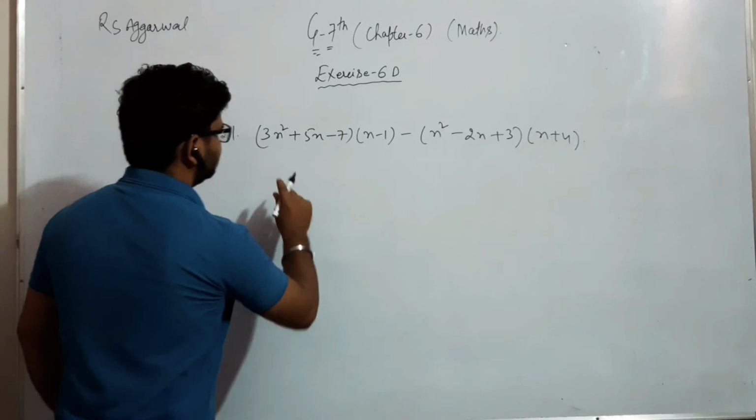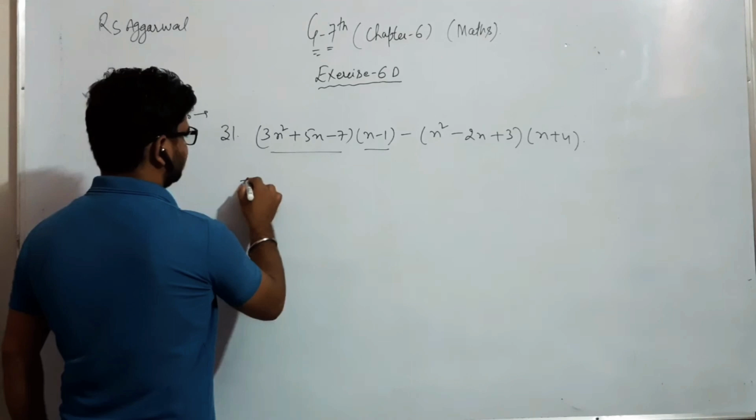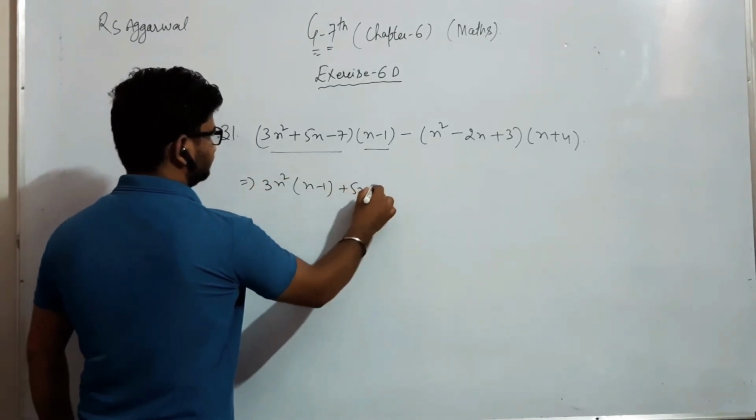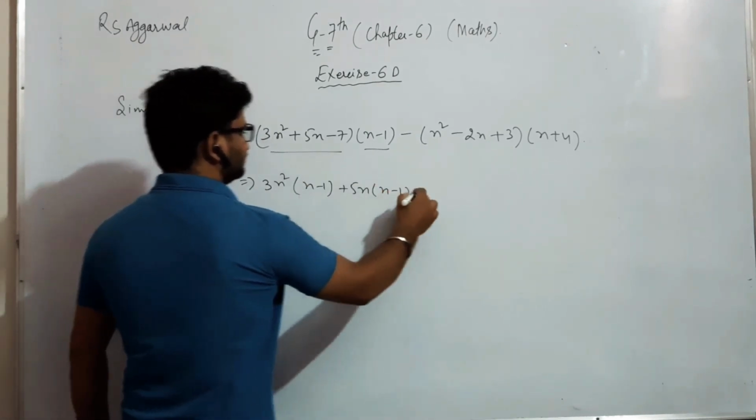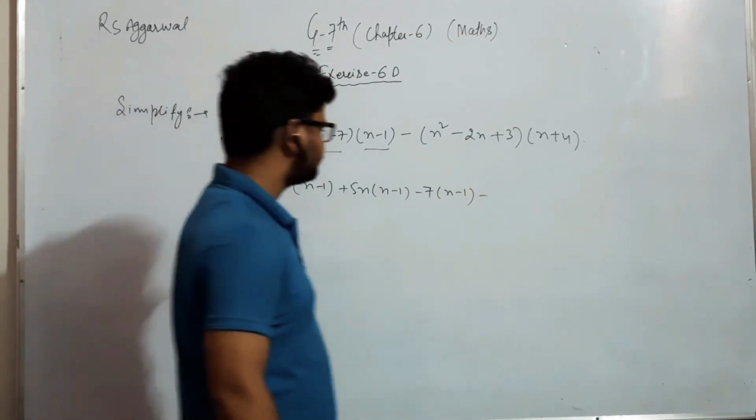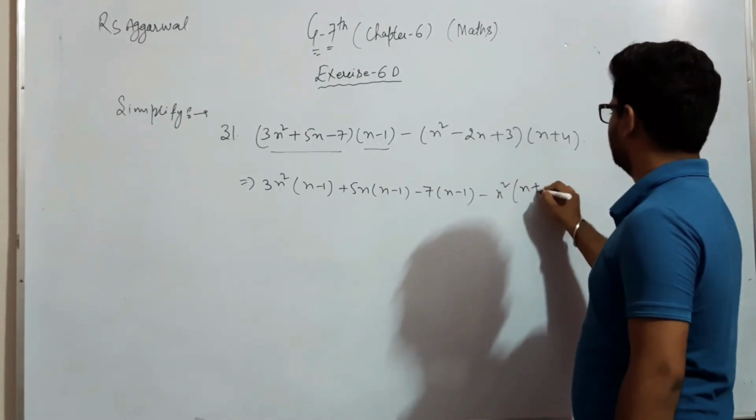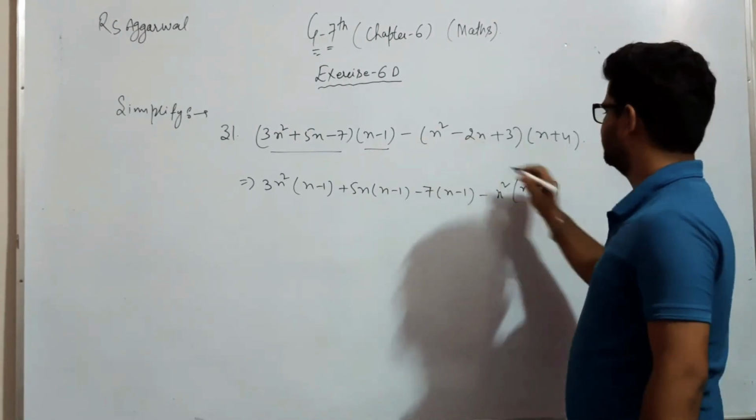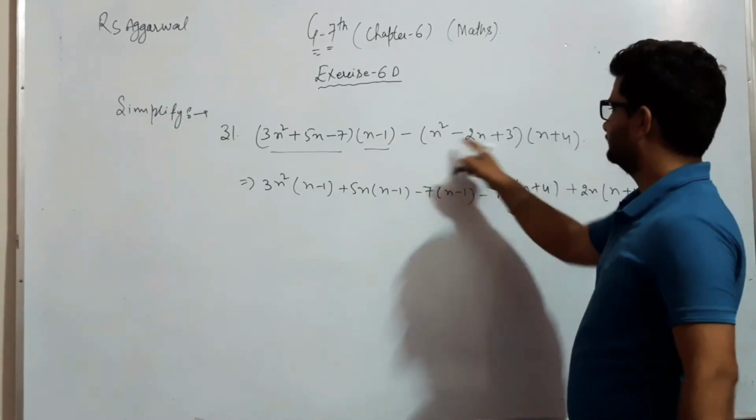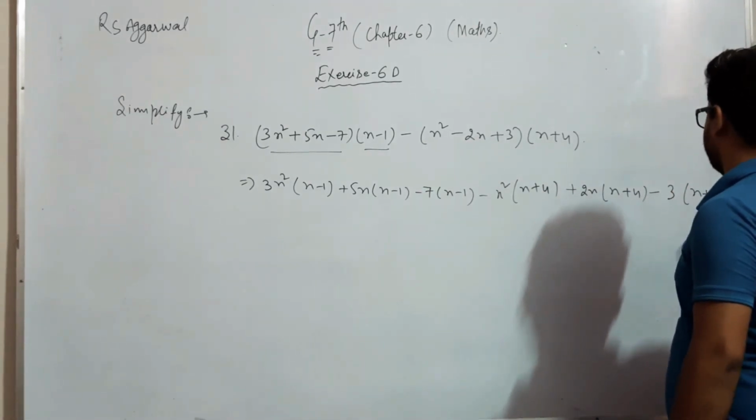The question will be 3x square plus 5x minus 7 is multiplied with x minus 1. So first we multiply 3x square with the whole x minus 1, then we take 5x with the whole x minus 1, then minus 7 with the whole x minus 1. Then we take the negative sign here. Next, this x square is multiplied with x plus 4 whole, then this minus minus is plus 2x multiplied with x plus 4, then this minus plus minus is minus, then 3x plus 4 multiply.